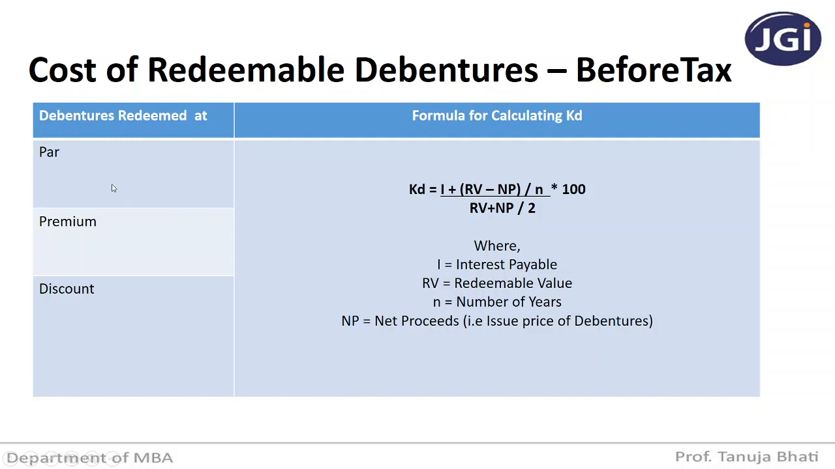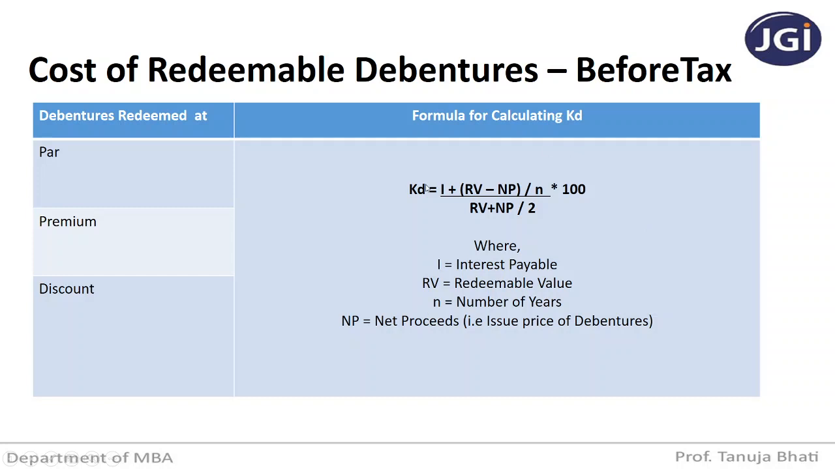So if it is par, it will equal the face value. If it is premium, it will be more than the face value. So RV will accordingly change, and for discount, it is less than the face value. So face value minus discount will give you RV in case of discount. N stands for number of years, that is a definite period of years after which the company is going to make the repayment of debentures.